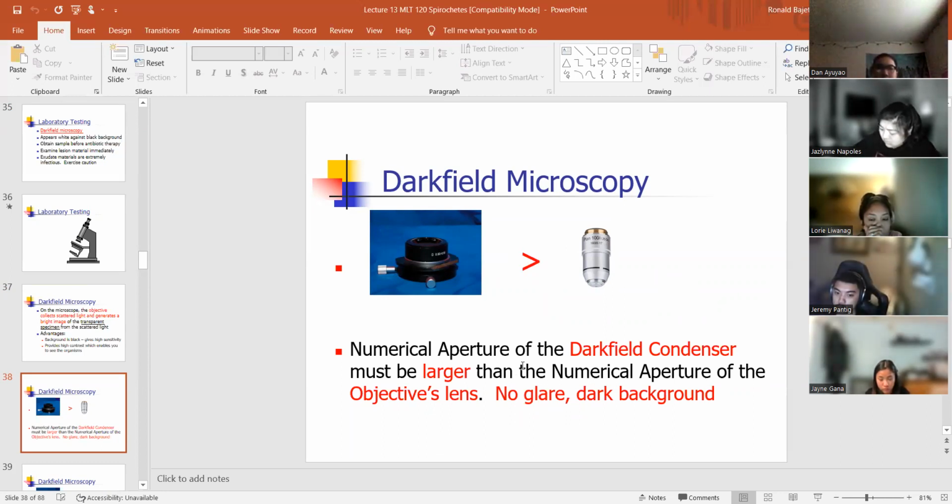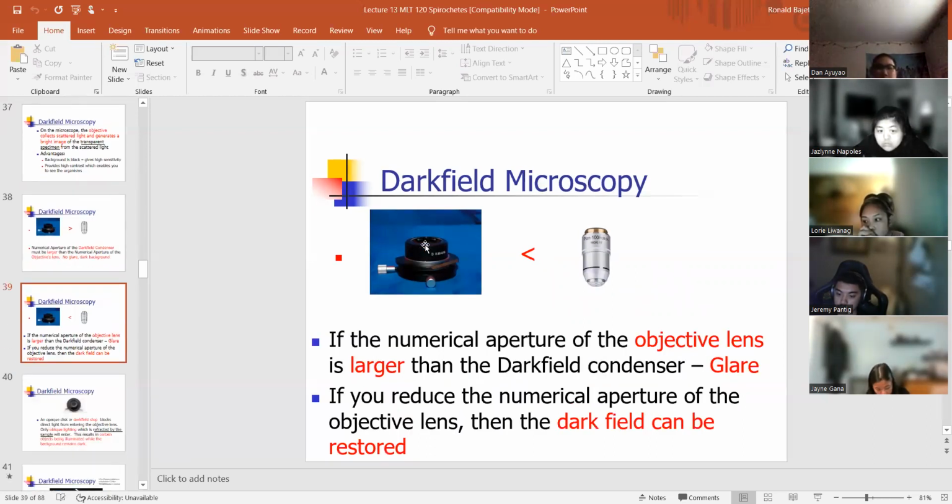And then when you fine tune it, you can also get good contrast. Okay, so this is what you want. This is an optimal condition where the numerical aperture of the dark field condenser is greater than the numerical aperture of the objective lens. The result is no glare and a dark background.